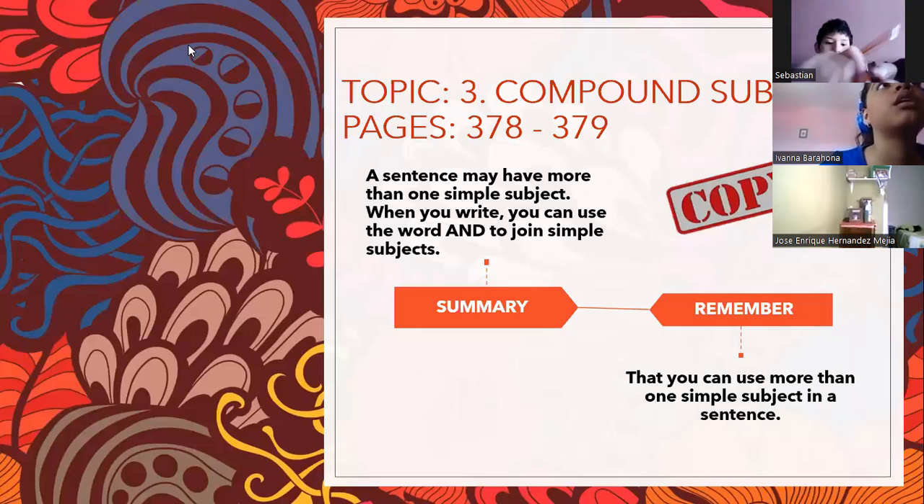Copy this information, please. Compound subjects. A sentence may have more than one simple subject. When you write, you can use the word and to join, to connect simple subjects.